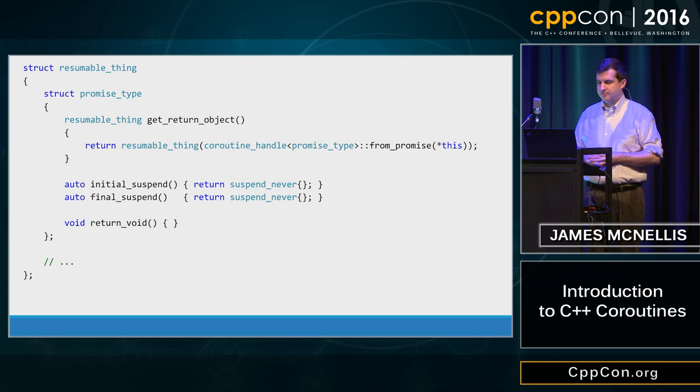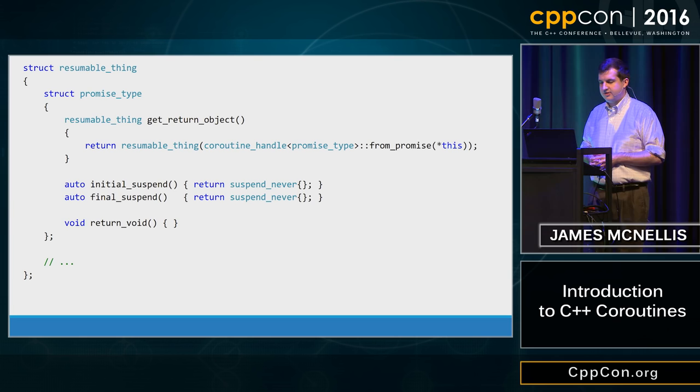So then we need to implement the promise type. And for this, we need to implement a few functions. The first function is getReturnObject. The compiler is going to generate code that calls this in order to convert the promise type into the resumable thing that we're actually going to return to our callers. And so here you can see we construct a resumable thing, and we just call coroutine handle from promise. We know I'm the promise for the coroutine, so get the handle that's equivalent to that. And we use that to construct the resumable thing, and then we return that.